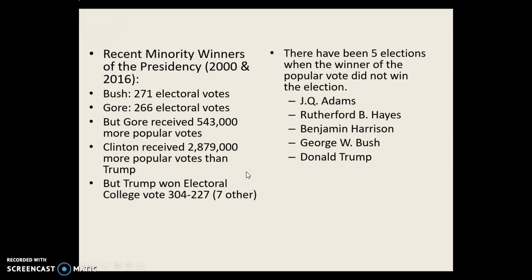In fact, there have been 5 elections when the winner of the popular vote did not win the election. And that goes back to John Quincy Adams and the election of 1824. He actually got fewer votes than Andrew Jackson, who ran against him that year. But Adams won that election in the Electoral College. Rutherford B. Hayes in 1876. Benjamin Harrison, I believe, was 1888. George W. Bush then in 2000, and Donald Trump in 2016.